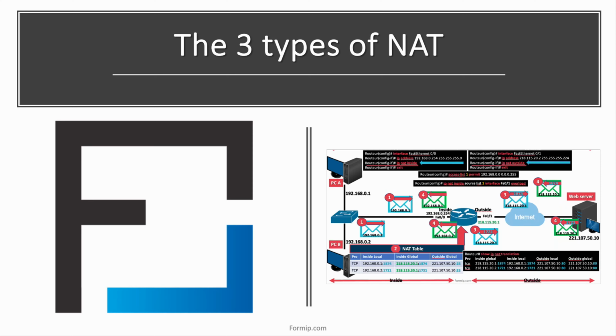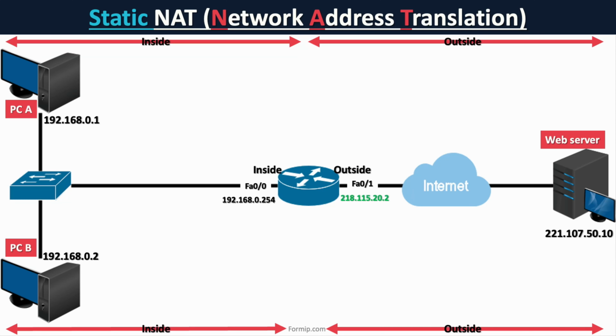The three types of NAT. On this topology, we will see how the router will translate a private source address into a public address with Static NAT. The PCA, which bears the IP 192.168.0.1, wants to communicate with the web server that is behind the internet and which bears the public IP 2.21.107.150. The packet will arrive at the router, and the router will check its NAT table.